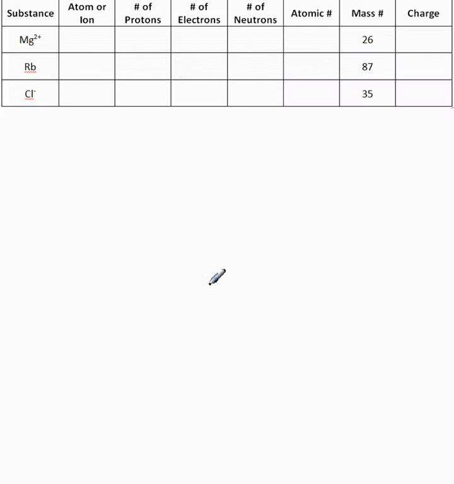So if you look right here, I see magnesium. My first thing is I'm going to look at the periodic table and realize its atomic number is 12. So I'm going to put the 12 right there. In this case, they ask you to identify, is it an atom or an ion? Well, if it has a charge up there, it's an ion, which means the number of protons and electrons are different. What's the opposite of positive 2? -2. So 12 minus 2, 10 electrons.